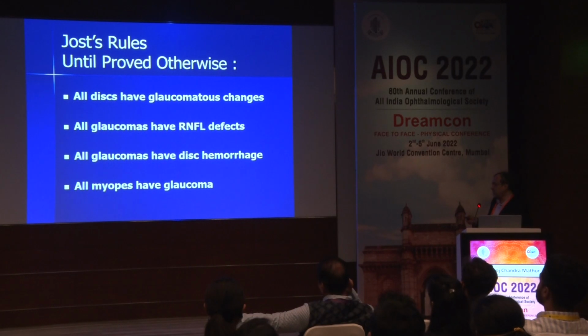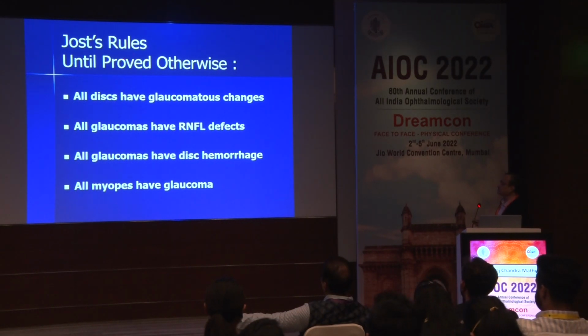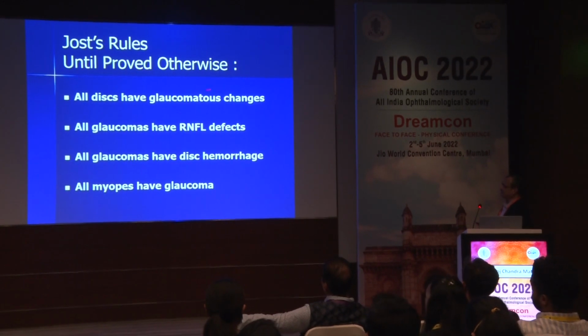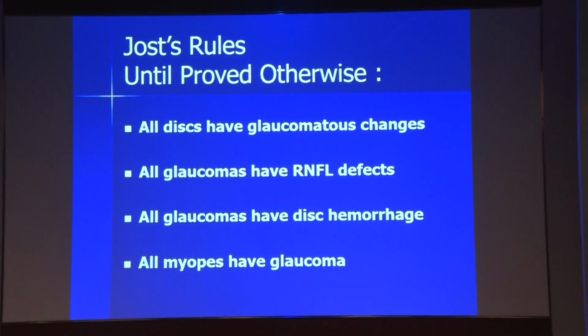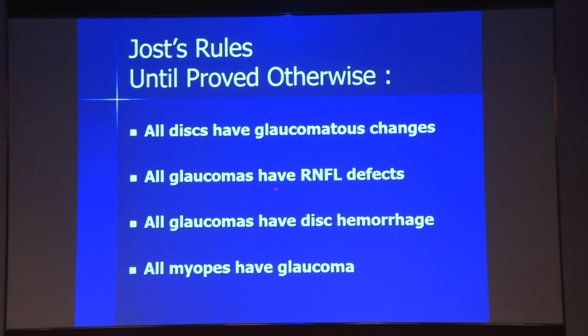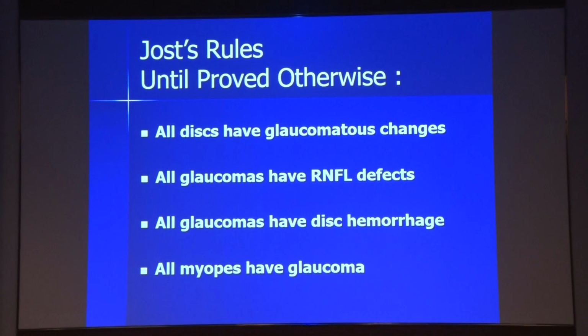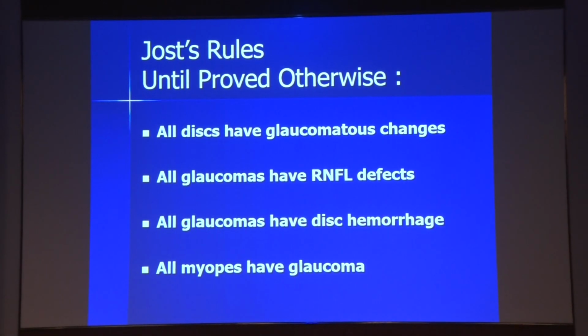The important concept is the JOS rules that you must all know. What the JOS rules say: until proved otherwise, all discs have glaucomatous changes. Look out for glaucoma. Glaucoma will not stare at you. All glaucomas have RNFL defect. Look out carefully. Make a parikrama around the disc.